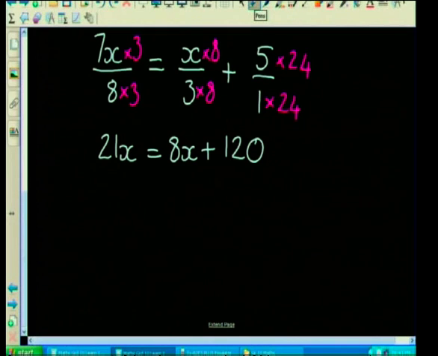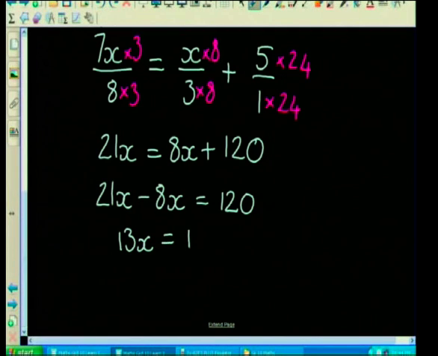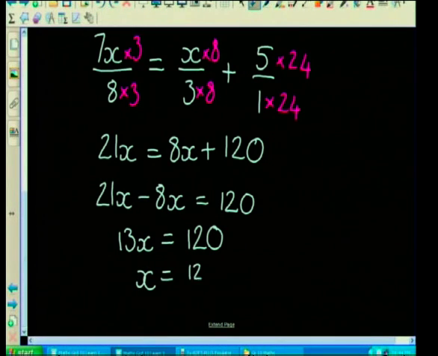What kind of equation is it? It's a linear equation because x is not squared. So that means we need to isolate the variable and have all the numbers on the other side. I'm going to start by getting rid of 8x on the one side, and I do this by subtracting 8x from both sides. And now 21x minus 8x is going to give us 13x is equal to 120, which means that x is equal to 120 divided by 13.